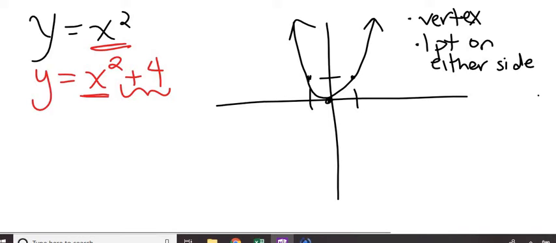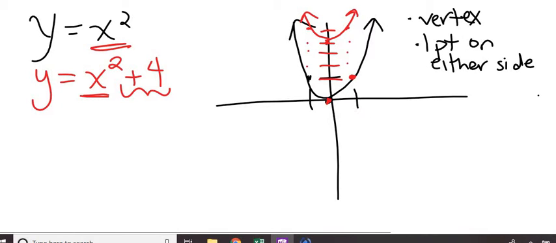So you could look at it as moving your vertex up 4 spots. Your vertex starts here, then we move it 1, 2, 3, 4. Your first point on one side is right here, so move it up 4: 1, 2, 3, 4. Same thing with the other side: 1, 2, 3, 4. So that would be a vertical shift.